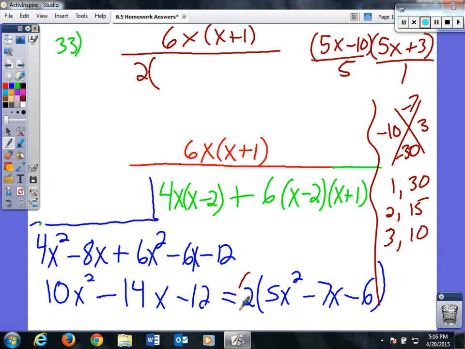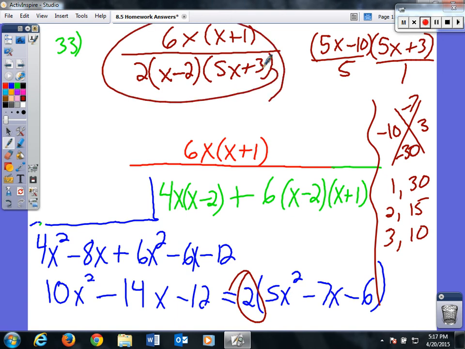Not forget about the 2 from the bottom there. So then when we factor the polynomial, we get x minus 2 and 5x plus 3. Nothing to cancel there. So that right there is as far as we can go.